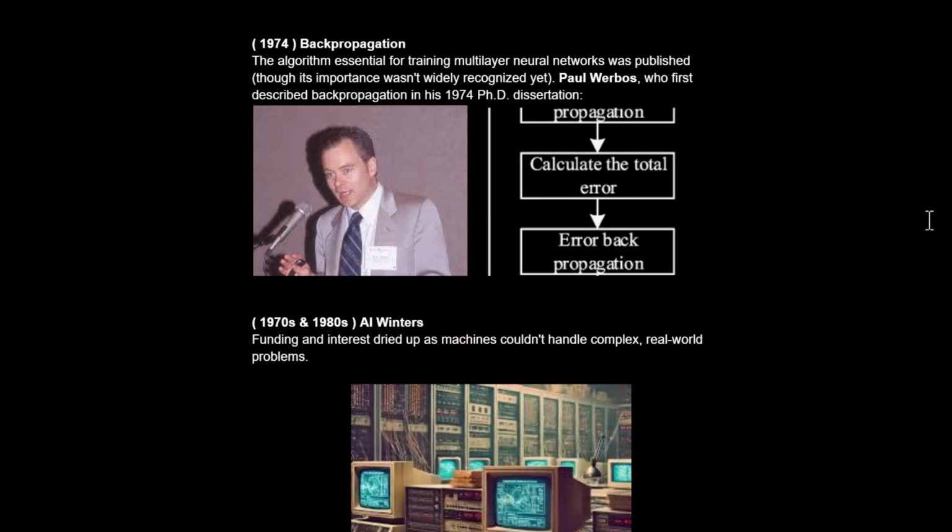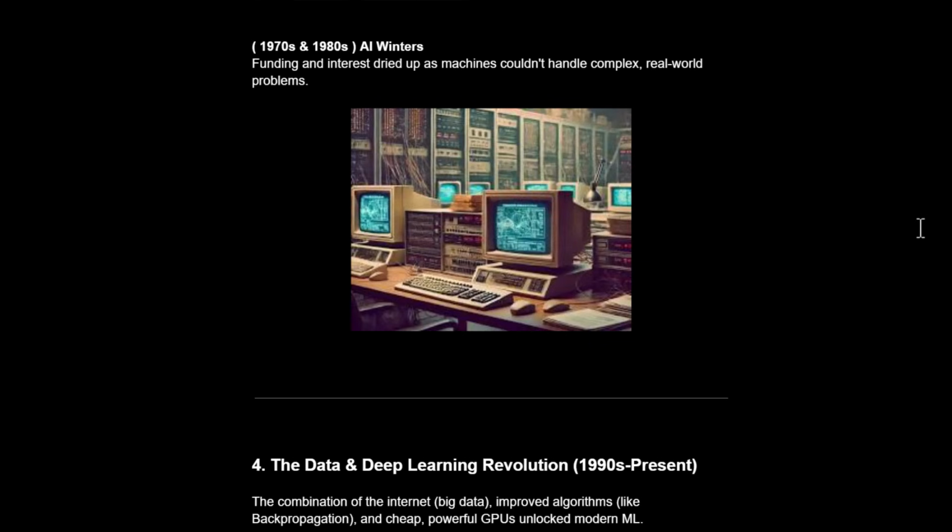1974, Backpropagation. The algorithm essential for training multi-layer neural networks was published, though its importance wasn't widely recognized yet. Paul Werbos, who first described backpropagation, in his 1974 PhD dissertation. 1970s through 1980s was the AI winters. Funding and interest dried up as machines couldn't handle complex real-world problems. It got a little bit stagnant for a while.